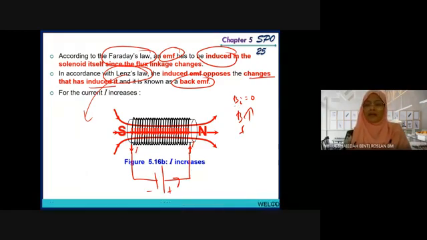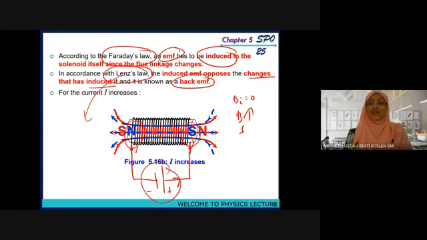Dia tak suka perubahan. So apa dia buat? Dia akan oppose. So macam mana dia oppose? Dia create a new magnetic field. So this new magnetic field is oppose the magnetic field that inside the coil that produced by the battery. Dia akan oppose lah. So by using right hand grip, so your north is here.